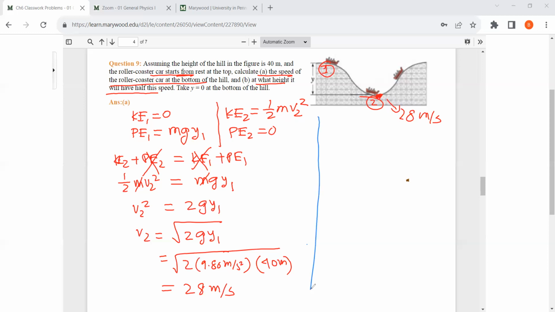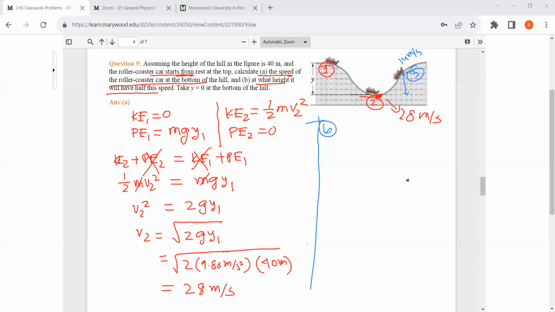Okay. Now the next question. So this is A. Now the next question asks us to find the height, this height, when the car speed is 14 meter per second. It says, what is the height? It will have half this speed. I mean, at what height the speed will be half of the speed at the bottom. So we have to find that. Now let me call it position 3.